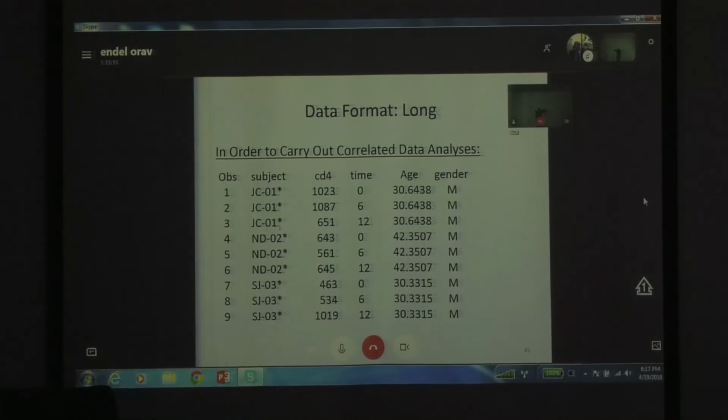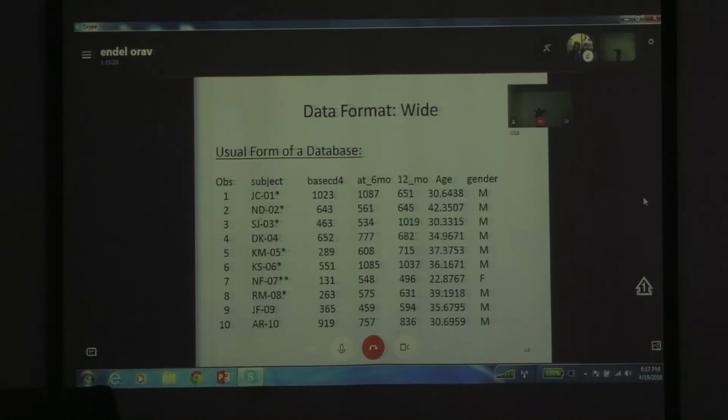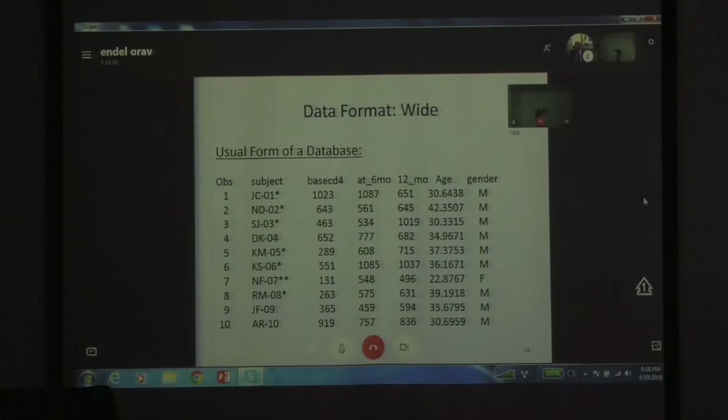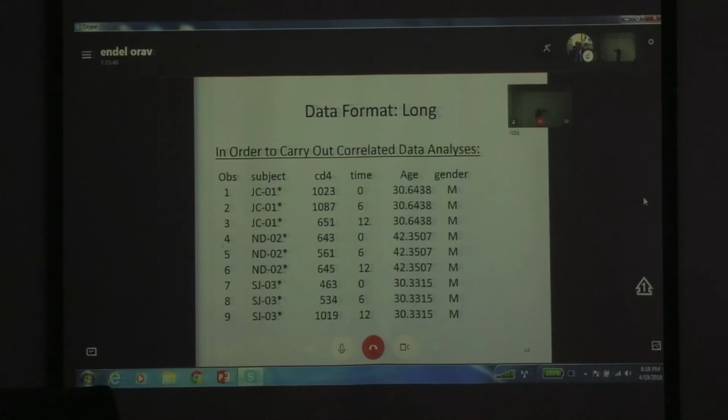So my software program will ask which variables are correlated. Any measurement has the same subject number, JCO1. Those are dependent measurements. NDO2 was my second person. They also had 3 measurements. Here's the linkage, it's through the subject ID. And the CD4 counts are there for that person. Again, their age and gender don't change over time. So I'm going from a wide format with 101 records to a long format that has roughly 303 measurements. Once you set up this way, your software program will take care of the rest. And that's what we'll talk about next week.